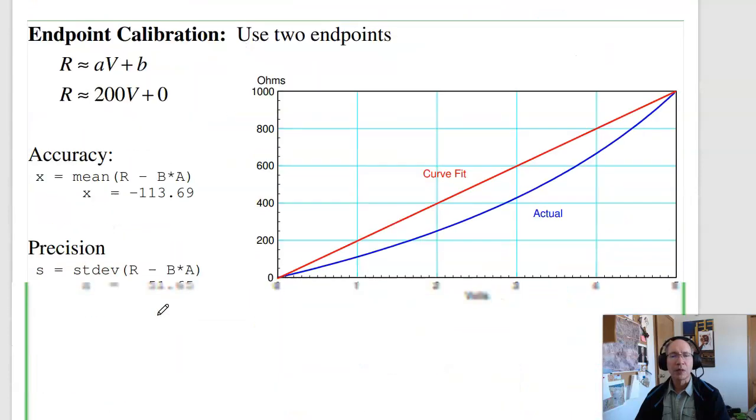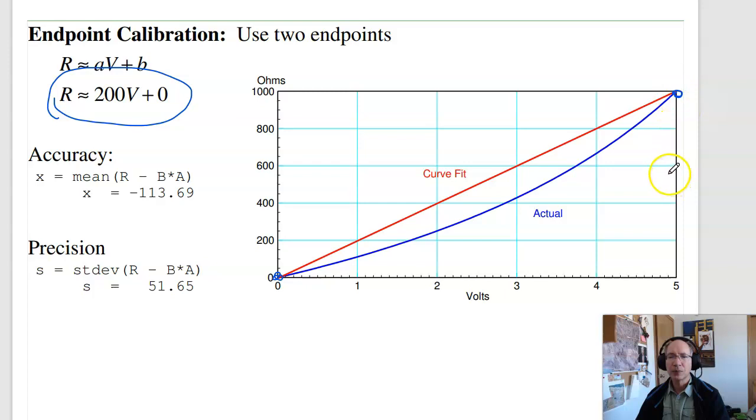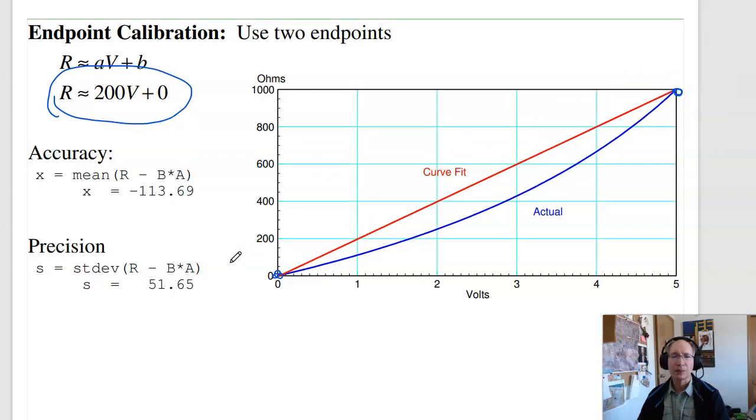Second problem. Let's do endpoint calibration. Just using the two endpoints, I get two equations, two unknowns, solve for A and B, and you wind up with R is 200V plus 0. And note that this passes through the left endpoint and the right endpoint. In terms of accuracy and precision, again, the mean error is actually worse. The precision is worse. Likewise, least squares is the best you can do, given 1 degree of freedom. Endpoint doesn't care, it just forces it to pass through the two endpoints. Can I do better?